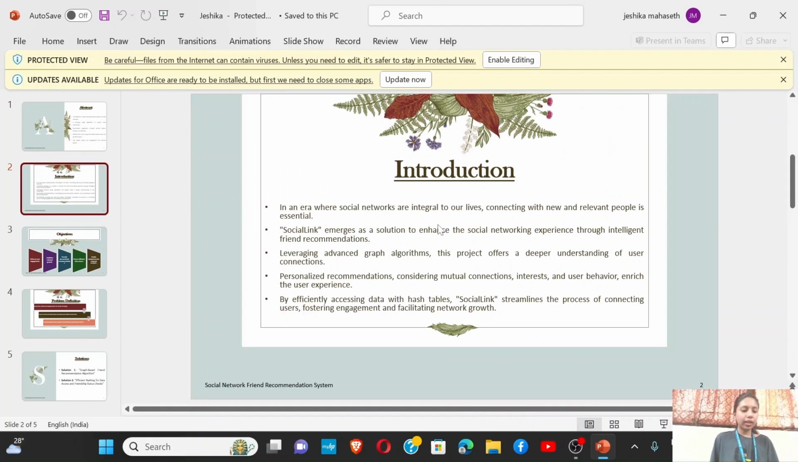About the introduction, in today's social media driven world, connecting with relevant people is crucial. SocialLink aims to elevate the social networking experience by utilizing advanced graph algorithms for deeper user connection, personalized friend recommendation, accounting for mutual connections, interests, and behavior, enhancing user engagement, efficient data access through hash tables, streamlined connections, fostering network growth.